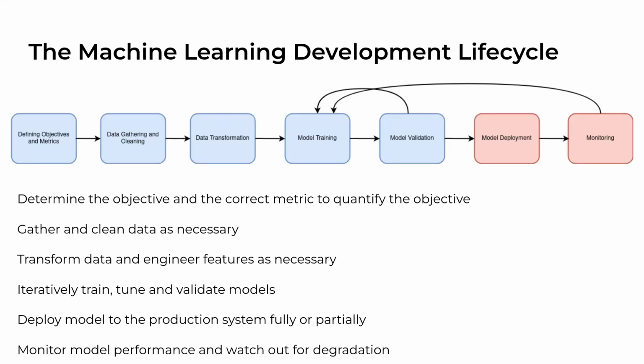Once we set those, we'll go into the data gathering and cleaning phase. This phase is where you would decide if a certain data set is good enough for you, or if incorporating that data set would hinder your model development, right? And then you would move into the data transformation phase, which goes hand in hand with the data gathering and cleaning as well.